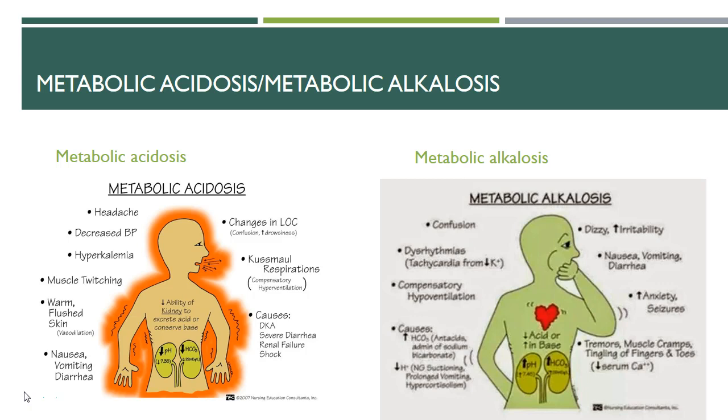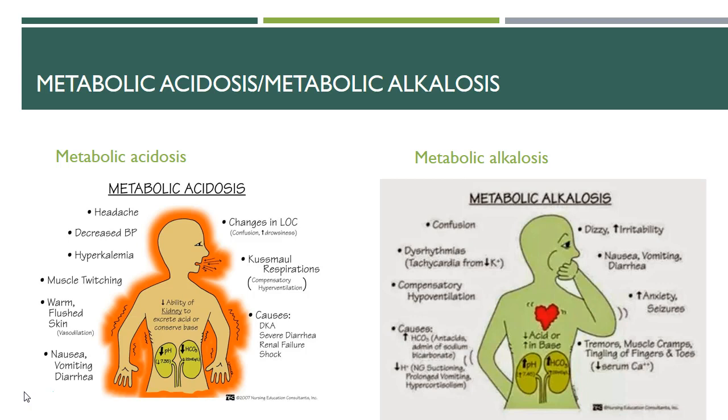In metabolic acidosis, I kind of think of everything as slowed down when it comes to our mentation. So changes in level of consciousness. We have confusion, drowsiness, altered LOC, or level of consciousness. Again, they're acidotic and their potassium is going to be high. They could have nausea, vomiting, diarrhea.